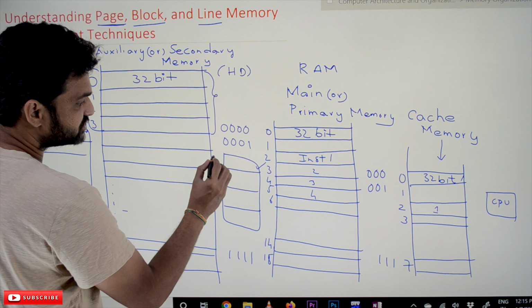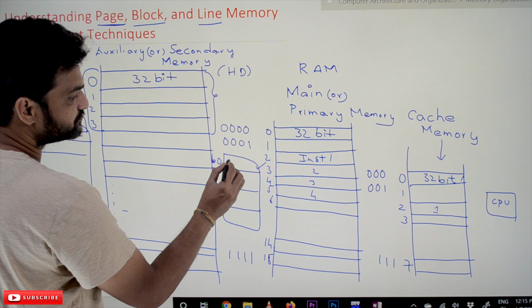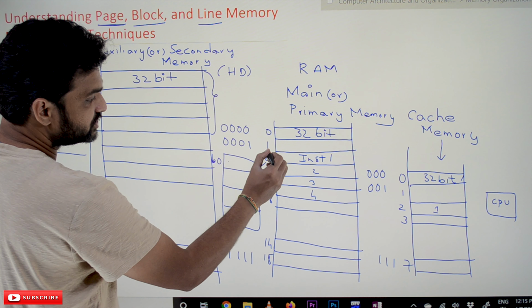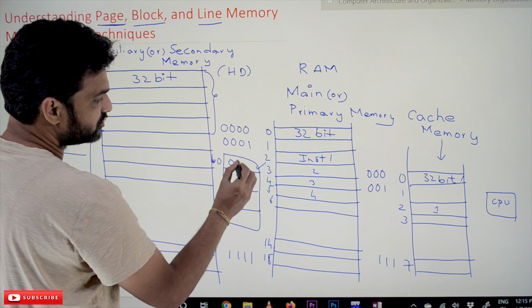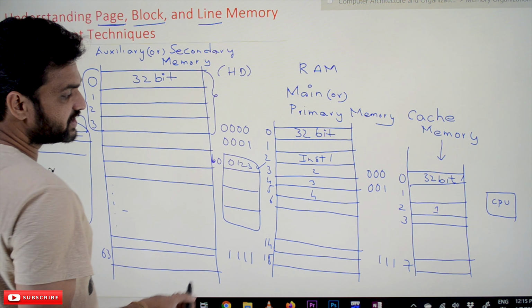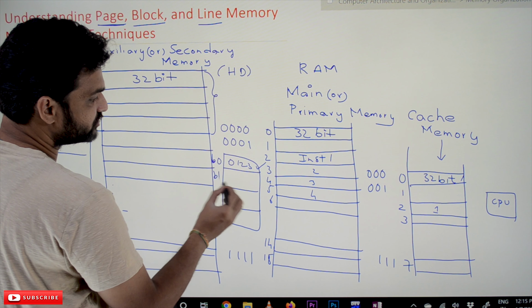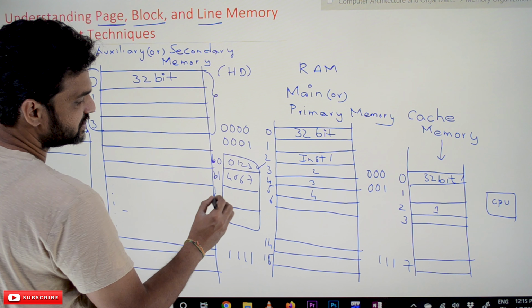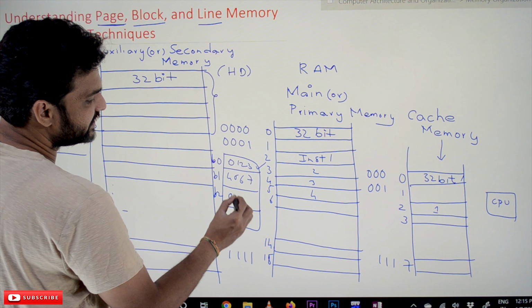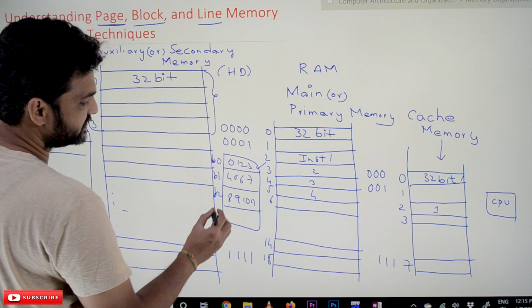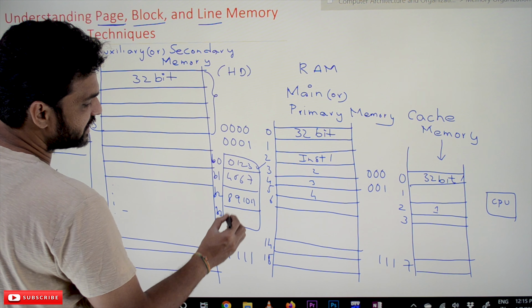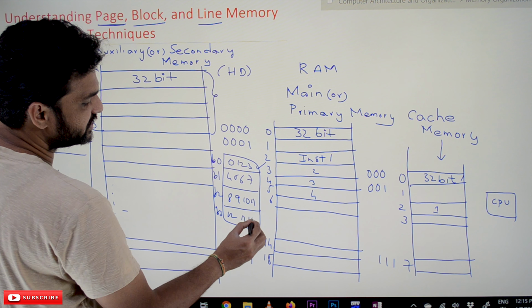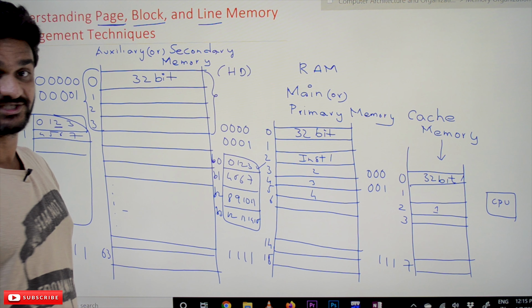The first block is block 0. This block 0 consists of memory locations 0, 1, 2, 3. Block 1 is going to have locations 4, 5, 6, 7. Block 2 is going to have locations 8, 9, 10, 11. Block 3 is going to have locations 12, 13, 14 and 15.